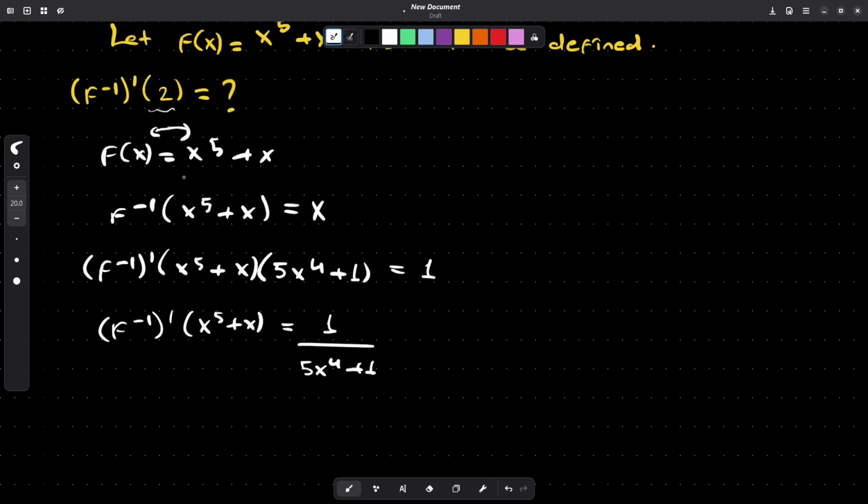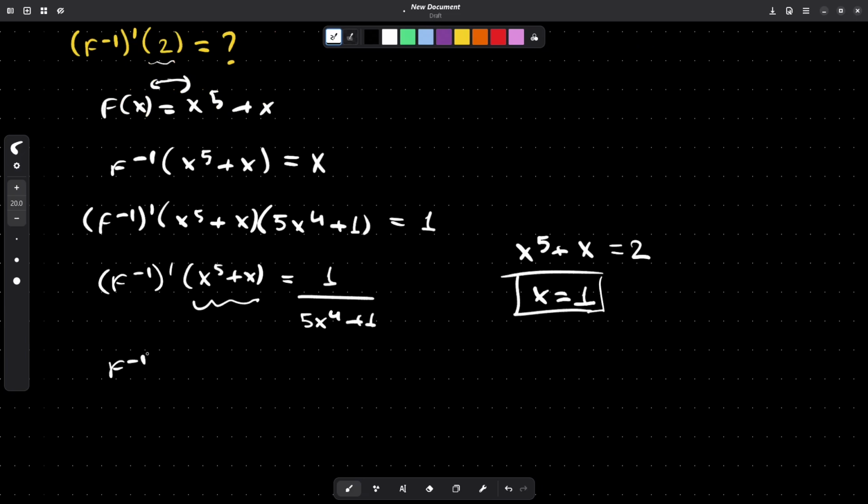Okay. From here, I need the derivative of f inverse at 2. This part needs to be 2. Let's solve that equation. Again, from this equation, everyone can find x as 1. Good. So if I plug 1 for x, I get 2 here. And I need to do the same thing for the other side: 1 over 5 times 1 plus 1, which is 6. So both of the methods we used gave us the same solution.